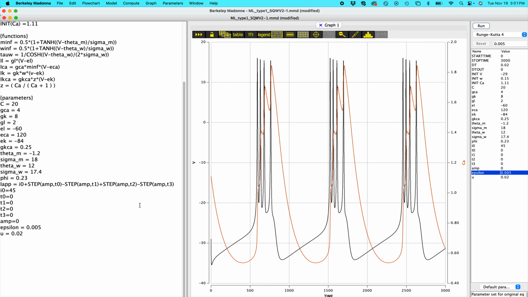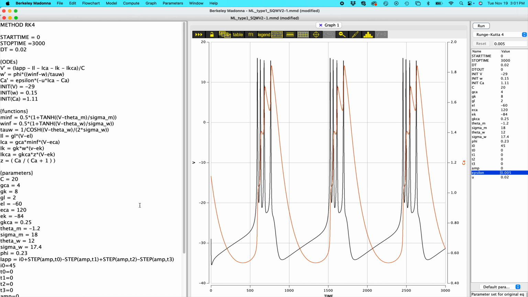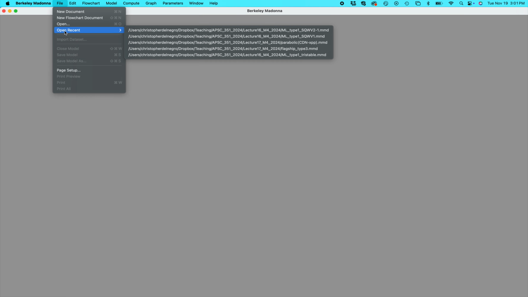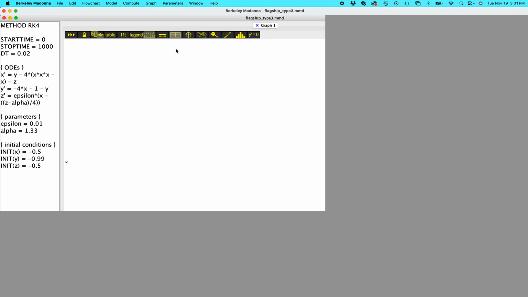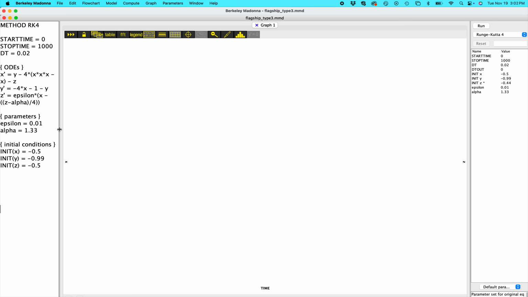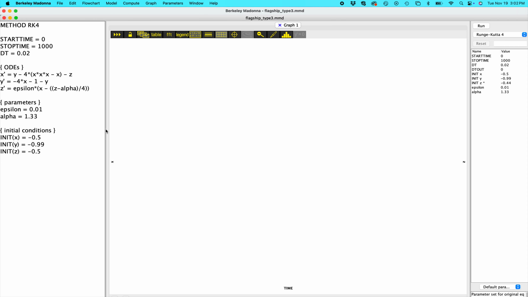Okay. I'm going to move on to elliptic bursting. So here's my polynomial model. So simple.